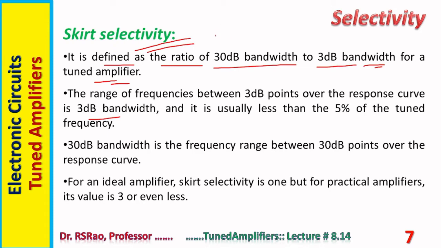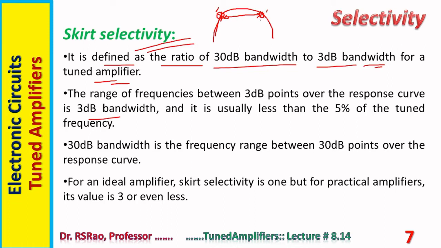Usually, the response curve appears like this. 3 dB points exist somewhere here. This is the lower 3 dB, upper 3 dB. The distance between them represents a certain frequency range. This frequency range is called 3 dB bandwidth because these are 3 dB points. This distance is 3 dB bandwidth.